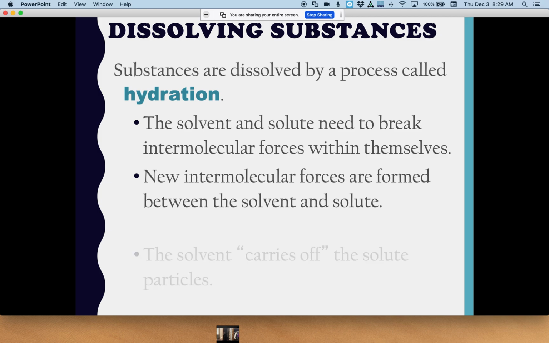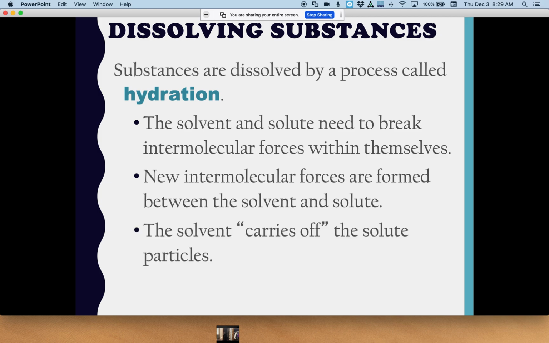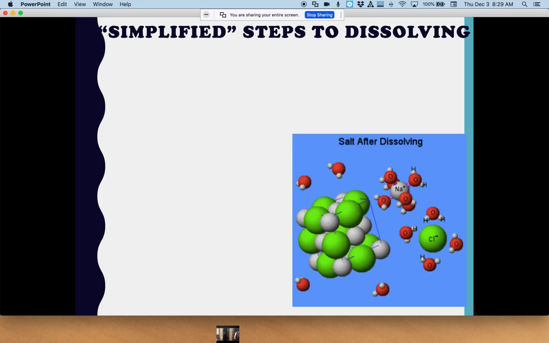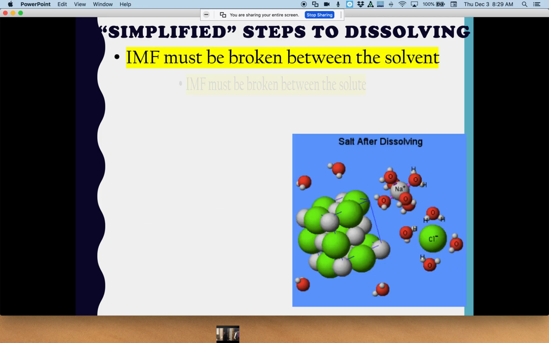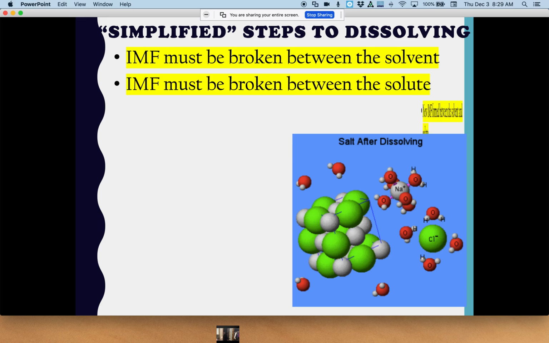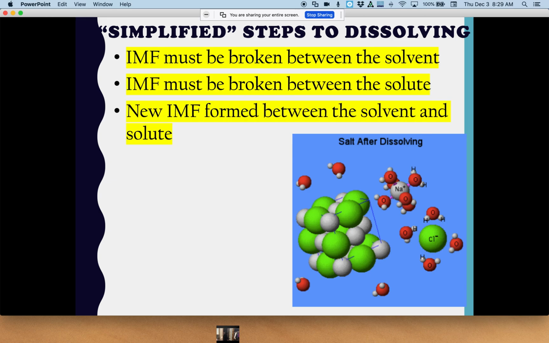You don't necessarily need to write all this stuff down. It's just this whole process of dissolving: the solvent is the thing that does the dissolving, and the solute is what gets dissolved. They need to break their own attraction within themselves, and then they need to form new attractions to the other thing in order for it to be dissolved. A much more simplified process that I would potentially have written down in my notes is that this is what needs to happen in order for something to dissolve.